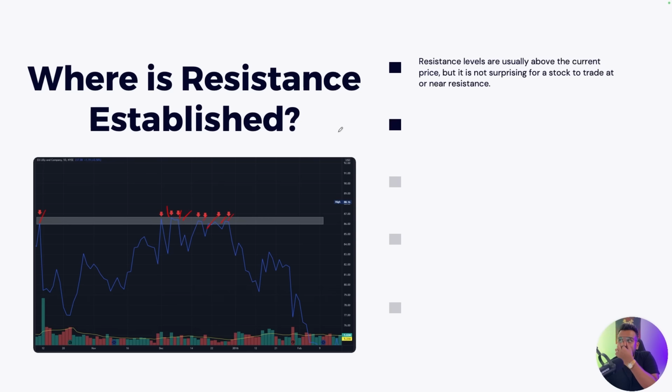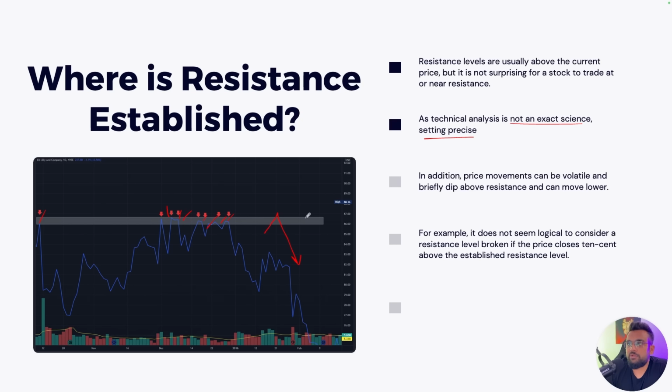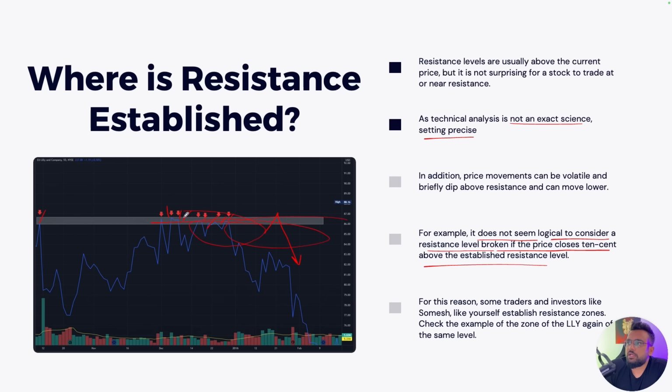Right? Resistance levels are usually above the current price, but it's not surprising for a stock to trade near the resistance levels. As technical analysis is not an exact science, literally, bro, it's not an exact science. This is just an art that you're going to get better at over time. Okay? Now, in addition, price movements can be very volatile. It can briefly go above the resistance points and then move lower, and it's fine, which is why we draw these zones. For example, it does not seem logical to consider a resistance level broken if it's only 10 cents, kind of the same thing, right? That's why we draw this, okay?